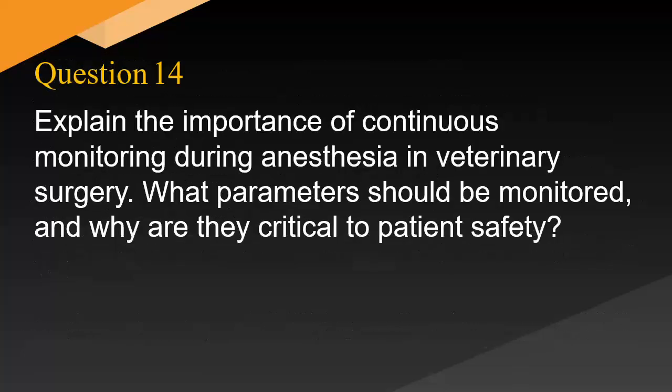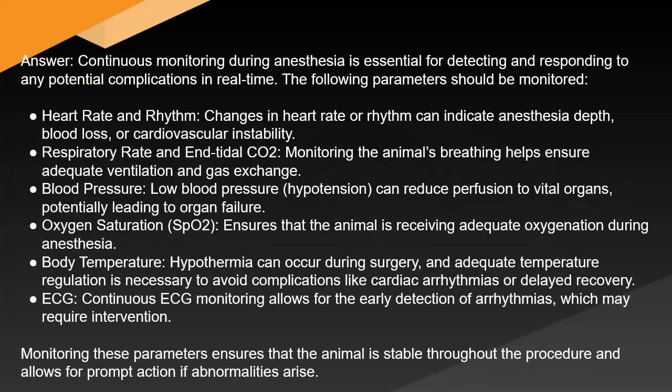Explain the importance of continuous monitoring during anesthesia in veterinary surgery. What parameters should be monitored and why are they critical to patient safety? Answer: continuous monitoring during anesthesia is essential for detecting and responding to any potential complications in real time. The following parameters should be monitored: heart rate and rhythm. Changes in heart rate or rhythm can indicate anesthesia depth, blood loss or cardiovascular instability. Respiratory rate and tidal volume: monitoring the animal's breathing helps ensure adequate ventilation and gas exchange.